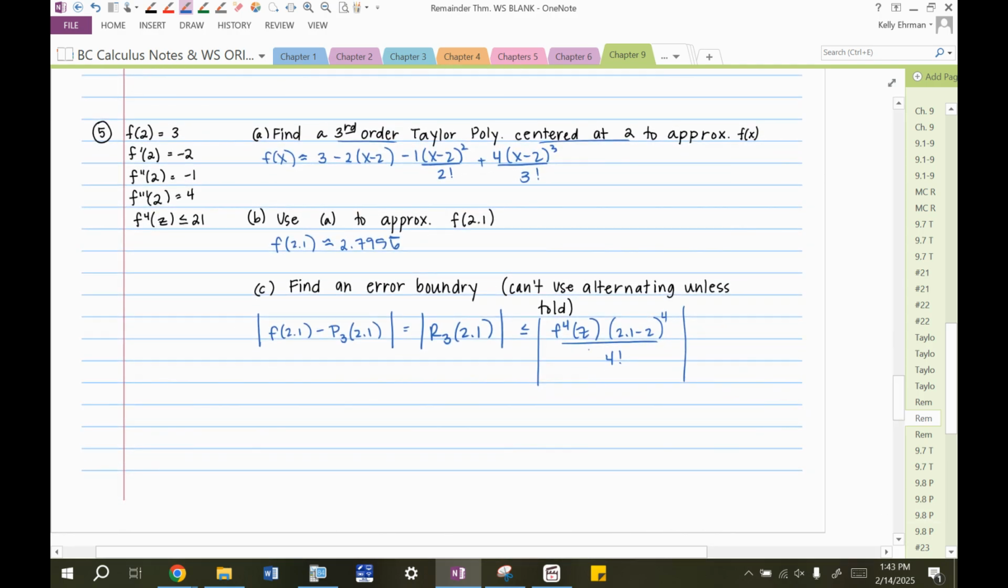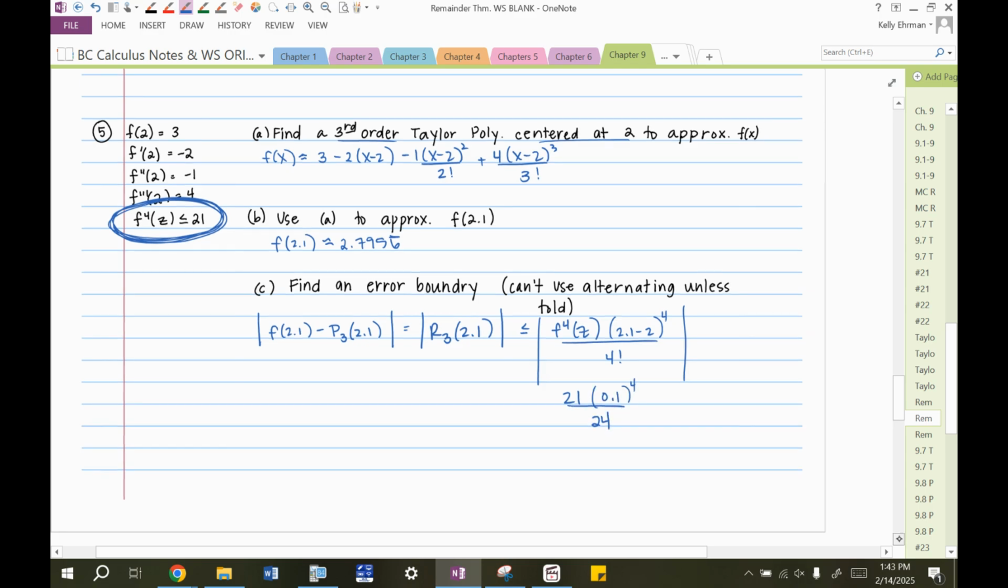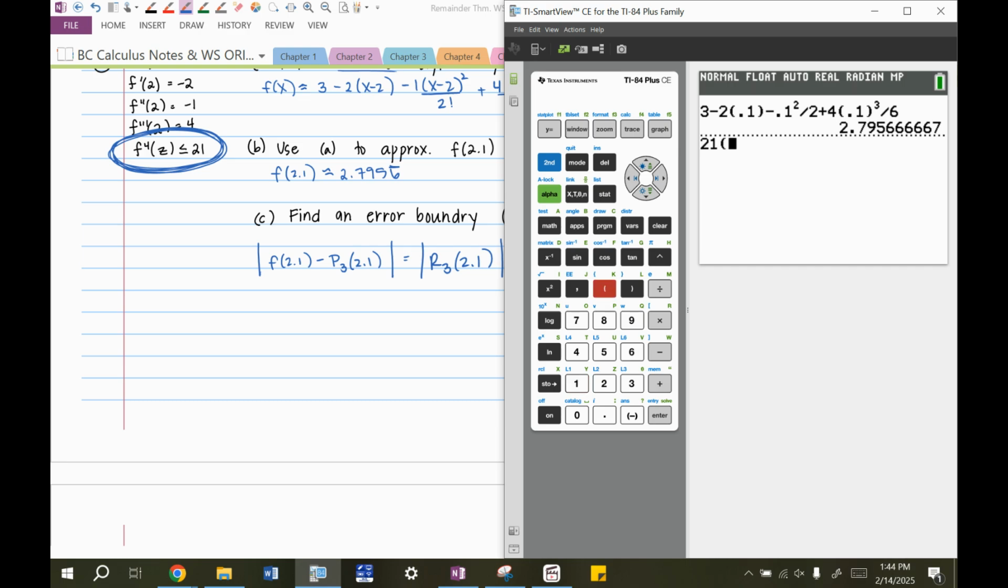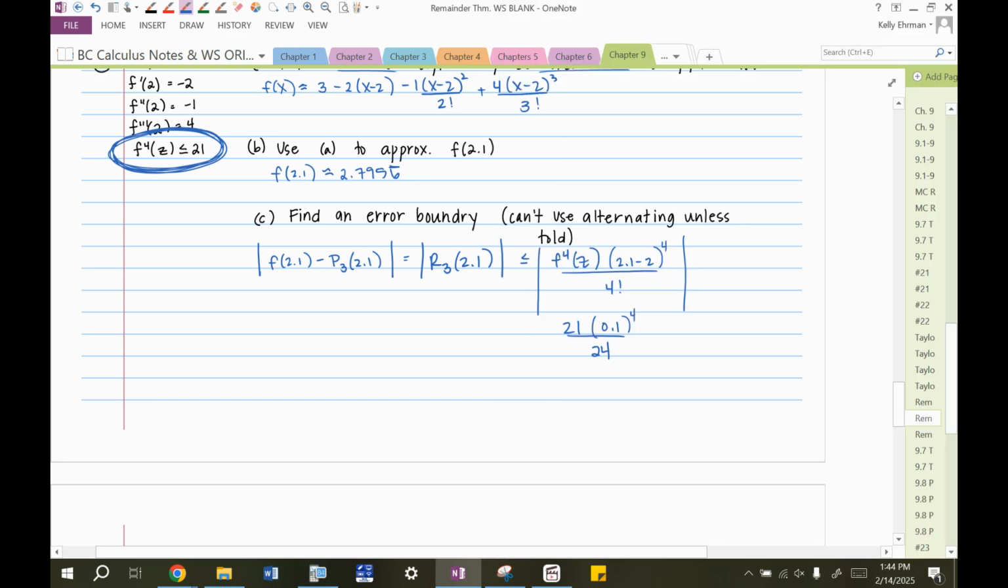How do we figure out the max fourth derivative at z? They tell us this, and this happens a lot in the free response questions. They will give us a maximum, and we just put it in there. So 21 is the max. And we just calculate this. So this is 21 over 24 times 1/10. I'm just going to put it in my calculator, 21 times 0.1 to the fourth divided by 24. So 0.1234875.